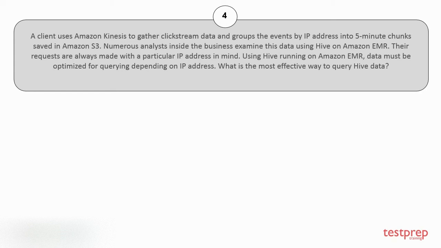Question number 4. A client uses Amazon Kinesis to gather clickstream data and groups the events by IP address into 5-minute chunks saved in Amazon S3. Numerous analysts inside the business examine this data using Hive on Amazon EMR. Their requests are always made with a particular IP address in mind. Using Hive running on Amazon EMR, data must be optimized for querying depending on IP address. What is the most effective way to query Hive data?